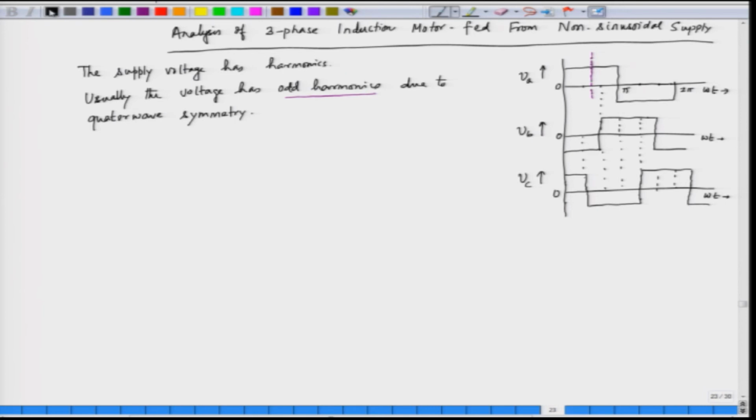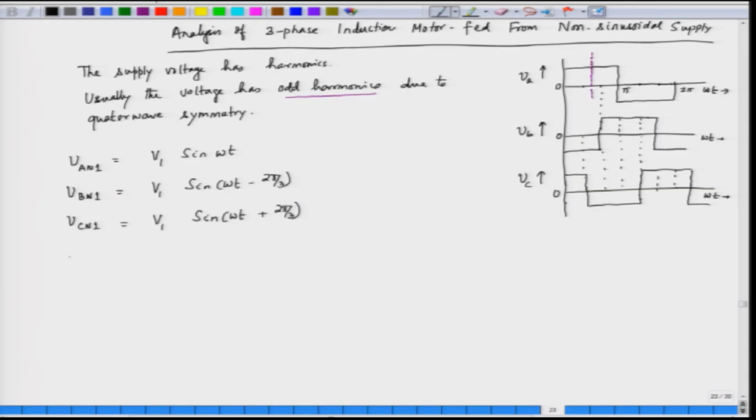So, let us say that we have phase A voltage. Phase A has got a fundamental component, that is V 1 sin omega t, and phase B fundamental is V 1 sin omega t minus 2 pi by 3. We have 3 phase voltages, and the fundamental of phase C is V 1 sin omega t plus 2 pi by 3. Let us say that we talk about the triplen harmonics, the third harmonics.